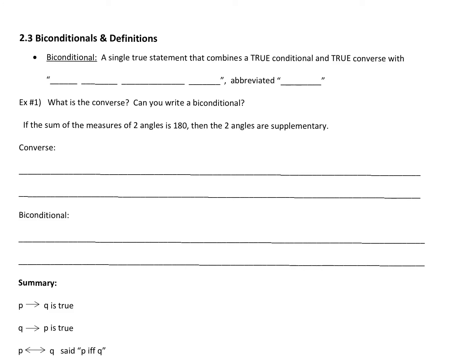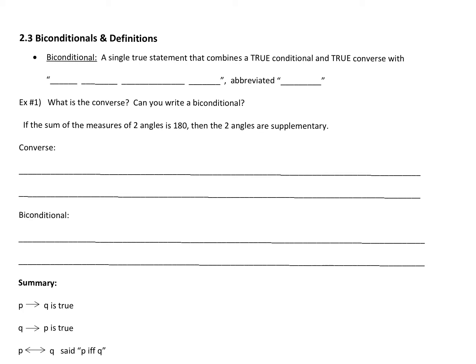So a biconditional is a single true statement that has to have a true conditional and a true converse. Remember yesterday we said if a figure is a square, then it's a quadrilateral, right? When we reversed that, the converse wasn't true. If that happens, you cannot write what's called a biconditional.